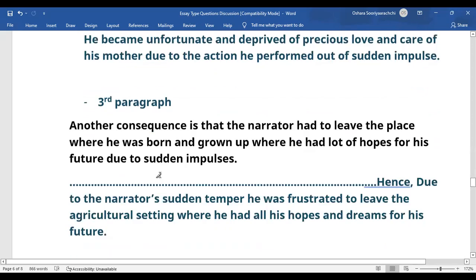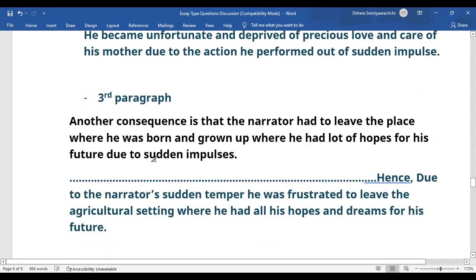And then the next point I have taken here is, another consequence is that the narrator had to leave the place where he was born and grown up, where he had a lot of hopes for his future due to sudden impulses. So you can see now he's bidding farewell to inanimate things, the non-living things such as barn, stack, trees, servant shore. Why? Because he has a great attachment with these places. And he tells in the fifth stanza, I wish you strength to bring you pride. Come Lammerstide, I wish you luck, come Lammerstide, at racing on the green.